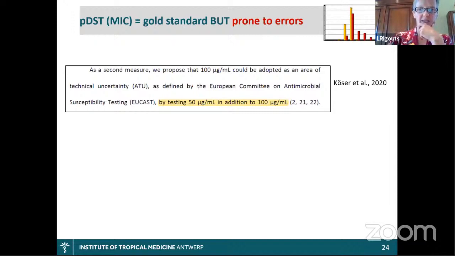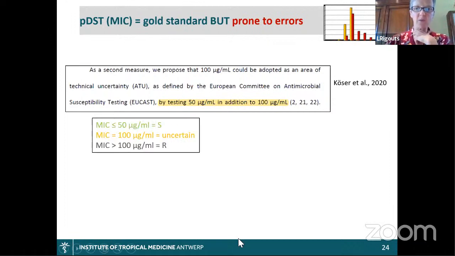Phenotypic DST is the gold standard, but it's also prone to errors. And this is well known for PZA testing, for instance. In a recent publication from Claudio Köser and colleagues, where they looked at the MIC testing and the mutations in the gyrase A gene, they proposed testing, in addition to the classical 100 microgram per milliliter, also 50 microgram per milliliter, and coming to the classification of susceptible, resistant, and uncertain in case you have an MIC of 100.